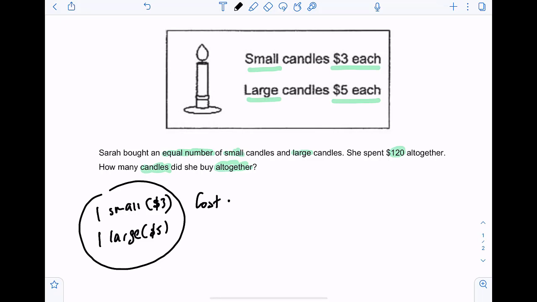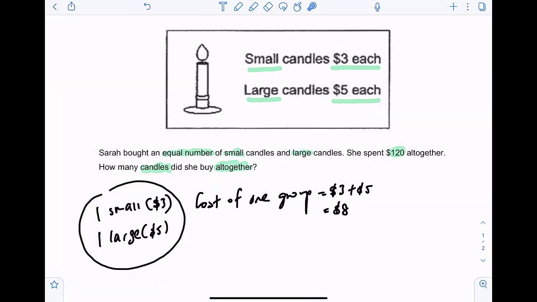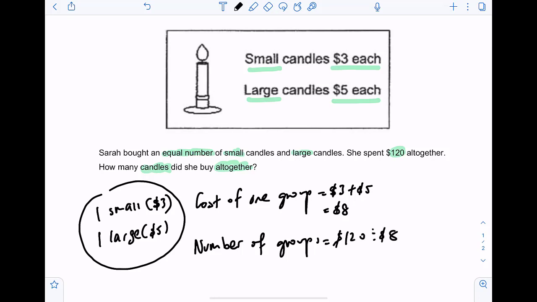Okay, so the cost of one group of items will be equal to $3 add to $5, $8. This is just for one group, but of course this person spent $120, so there's definitely more than one group of items. Next up, number of groups. 120 divided by 8.